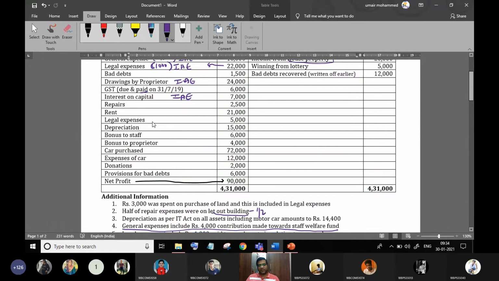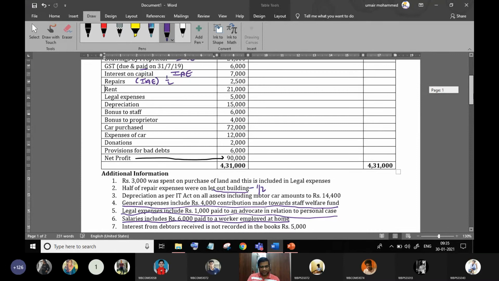So rent, assessee has paid rent. Rent for what? What rent is this? The answer is maybe shop rent in which the assessee is doing a business, or maybe godown rent in which he's kept all the stocks. So therefore rent is a business expense. Let's also quickly look at if there is any adjustment. So we are done with these 3 adjustments.